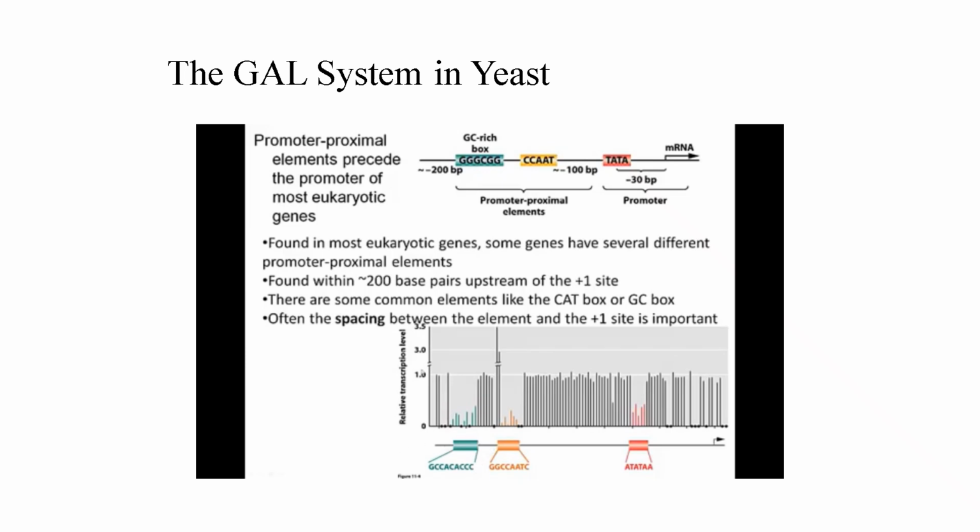And so what you can see here is just measuring the levels of transcription of this particular gene. If you mutate the TATA box, of course, you lose transcription, but also if you mutate the CAT and the GC boxes, you also lose those high levels of transcription. So most eukaryotic genes have at least some promoter proximal elements. There are a number of different ones in addition to these two that I've mentioned here. However, they all are defined by their proximity to the normal promoter.